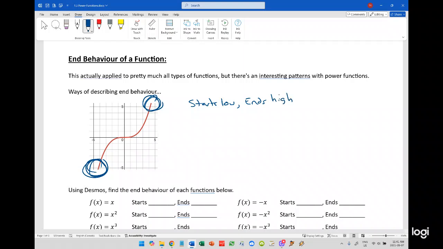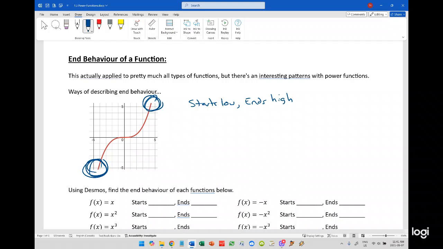That's the easy way of explaining it. Starts low in the bottom left, ends high in the top right. This may not seem important, but it actually tells us a lot about what the graph is. Okay, we're going to be more specific as well, and I'm going to show you this notation now.